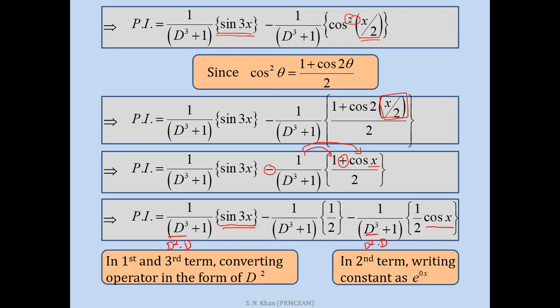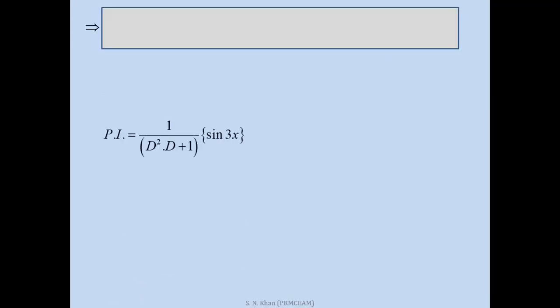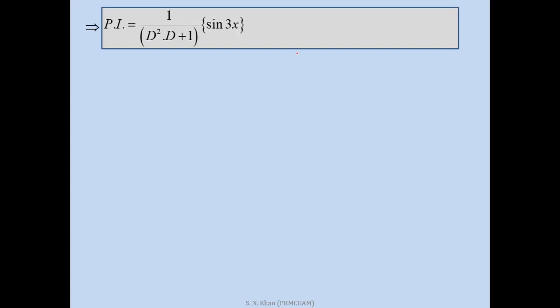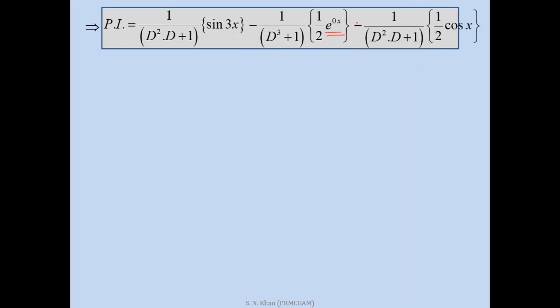तो फर्स्ट और थर्ड टर्म में D cube को D square into D और सेकंड टर्म के अंदर कांस्टेंट राइटिंग एज e to the power 0x. So P will become 1 upon D square into D plus 1 as it is into sin 3x as it is. सेकंड टर्म -1 upon D cube plus 1 into 1 by 2 e to the power 0x. सिर्फ 1 by 2 था, e to the power 0x हमने यहाँ पे एक्स्ट्रा ऐड कर दिया. थर्ड टर्म -1 upon D square into D. तो फिर से ये D cube को D square into D यहाँ पे लिखा है plus 1 as it is and 1 by 2 cos x as it is.